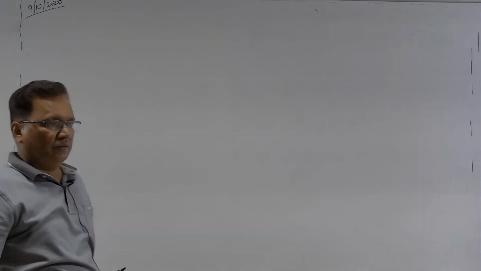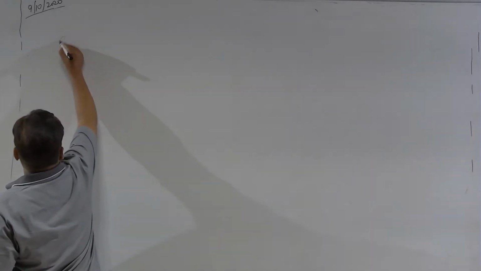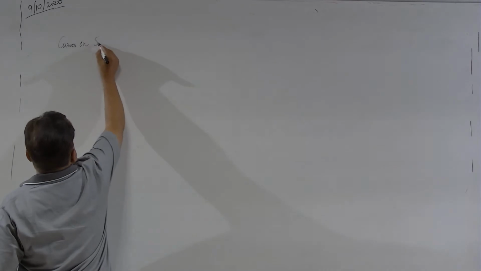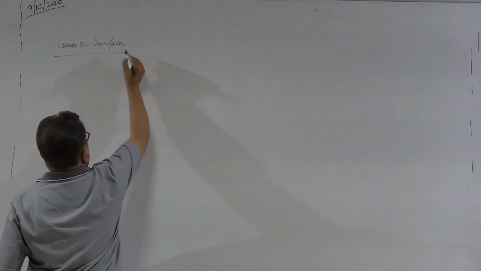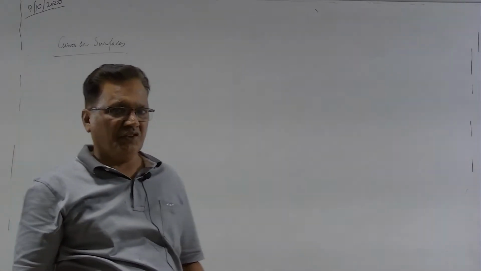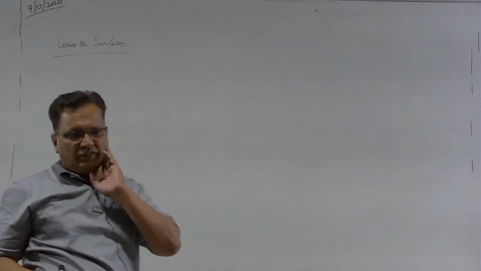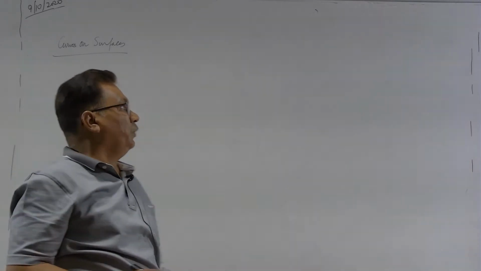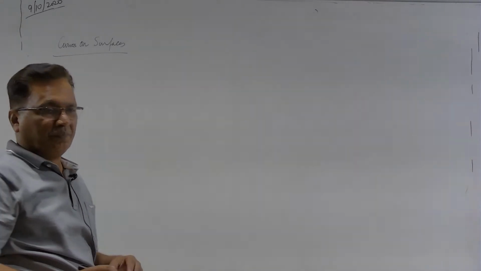So, now we are starting our discussion on curves on surfaces. In the first unit we discussed curves in space, in the second and third we discussed surfaces, and in the last stage we are in a position to discuss curves which are drawn over a surface.